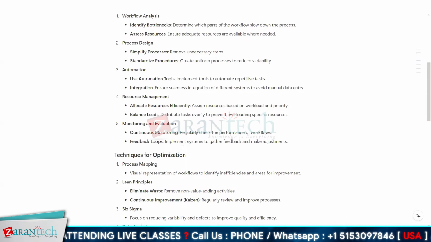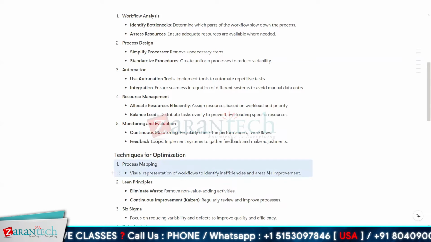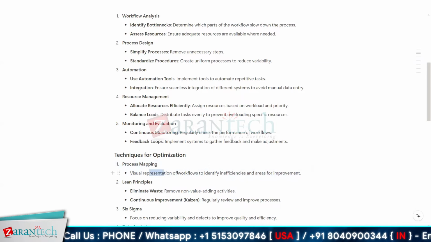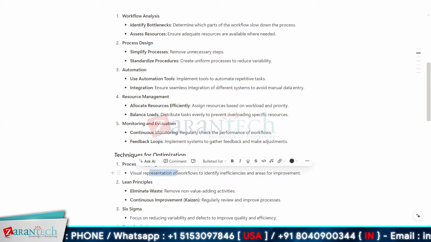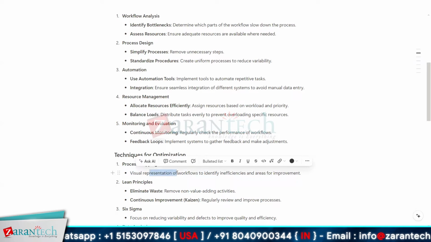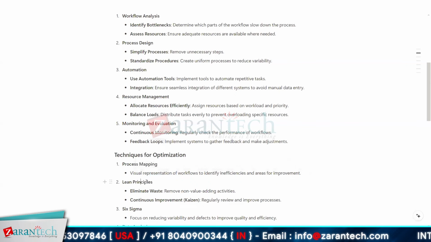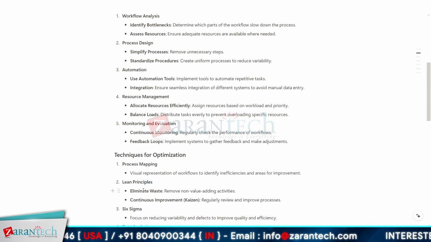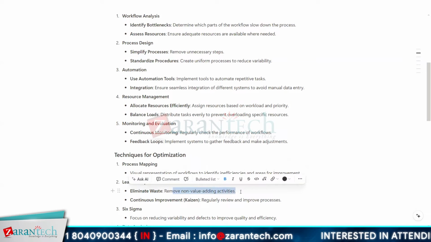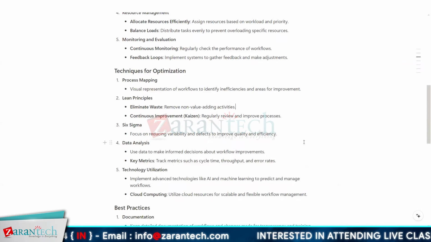So visual representation of workflows to identify inefficiencies and areas for improvement. So we are required to perform the visual representation of workflows to identify inefficiencies and areas for improvement. Then we have this lean principle. So we are required to eliminate waste, so remove non-value adding activities.